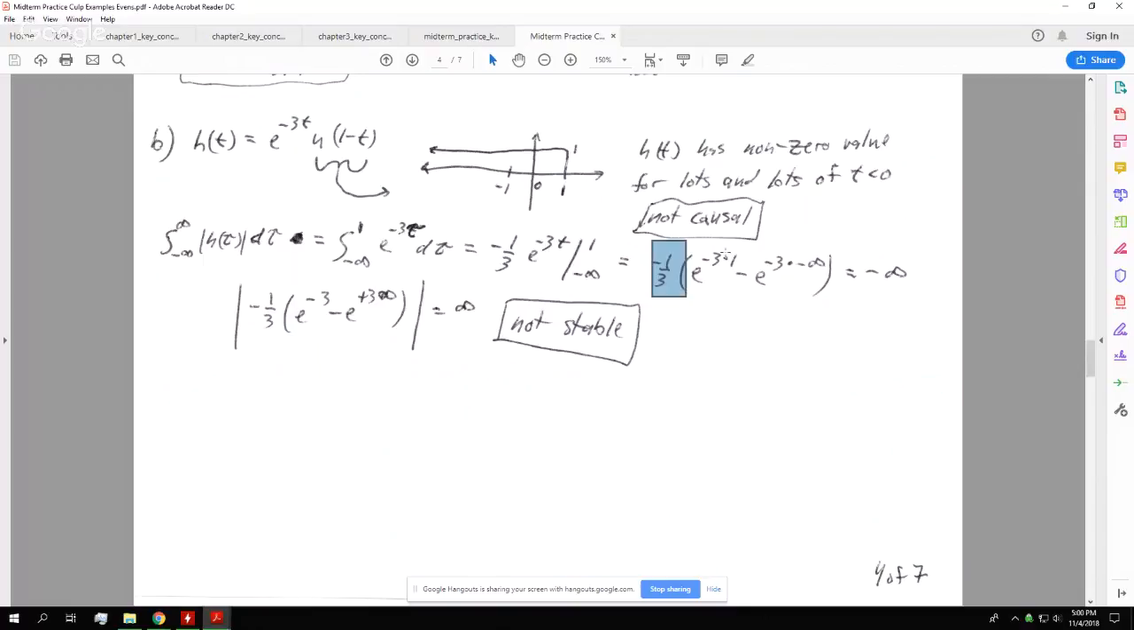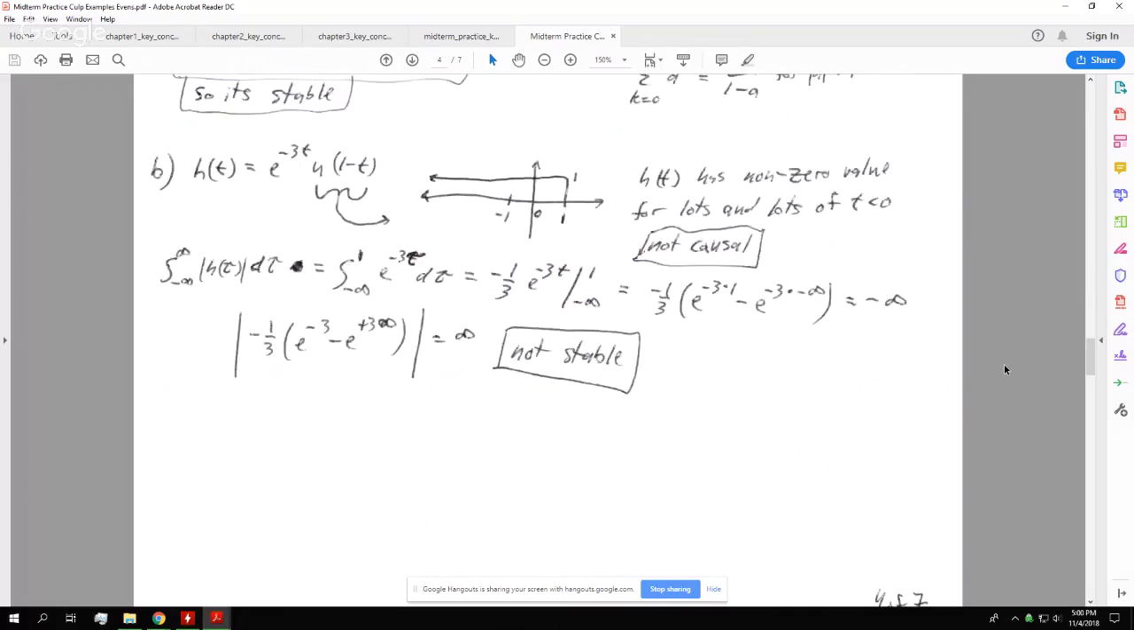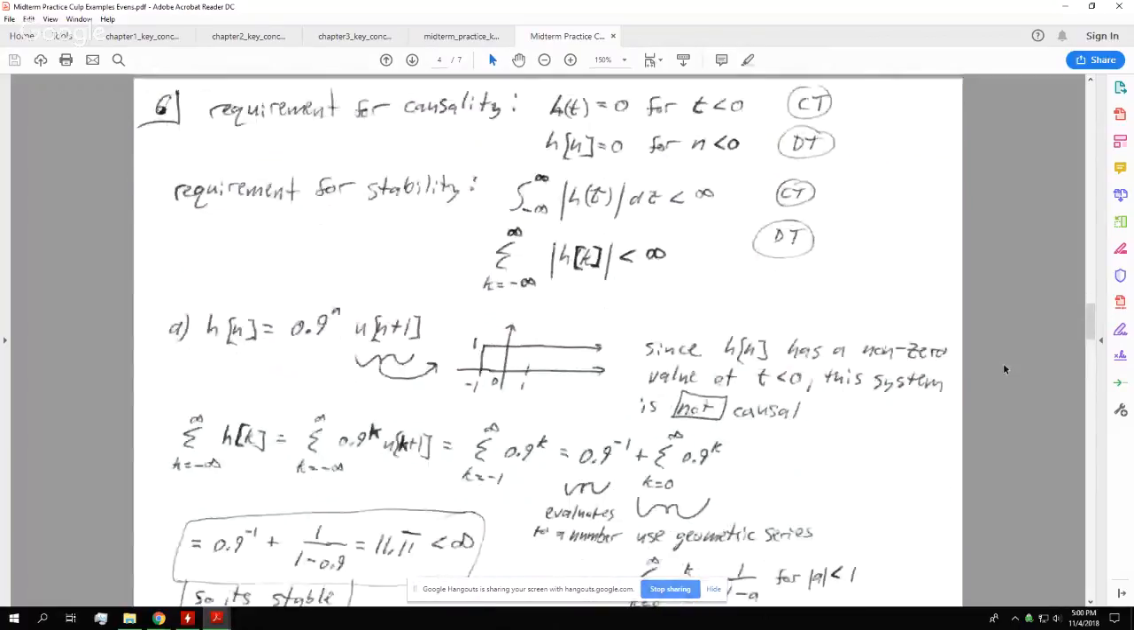And plugging and chugging, I have my 1 here and my negative infinity here. And whatever these numbers turn out to be, minus something that turns into infinity, becomes infinity. And I say infinity, but this is a negative infinity. But remember, our definition includes these absolute value bars, so we're just looking at the magnitude. So this thing evaluates to infinity. Therefore, this system is not stable. So hopefully that makes sense, and that's problem 6 in a nutshell.